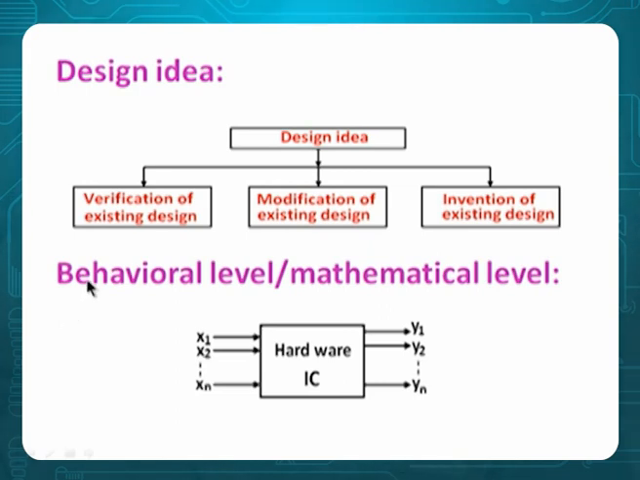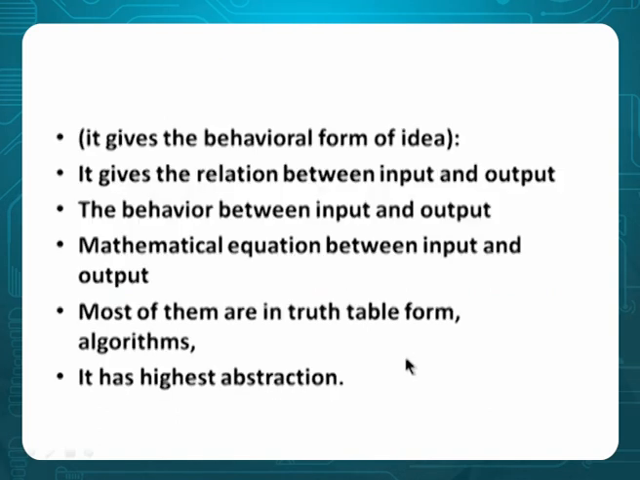So let's go to the behavioral level or mathematical level. For example, you have seen the IC here, inputs are here, outputs are here. Why is it called behavior? This will tell only the behavior between inputs and outputs. It will give the truth table of input and output. Sometimes it will give you mathematical equations between input and output, and sometimes it will give you an algorithm between inputs and outputs, and therefore it has the highest abstraction.